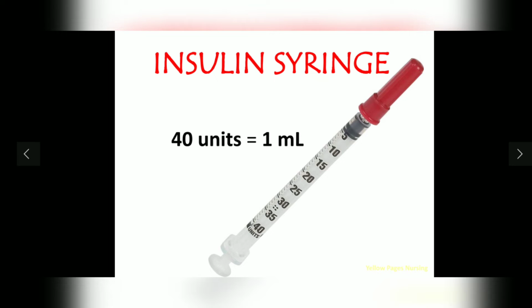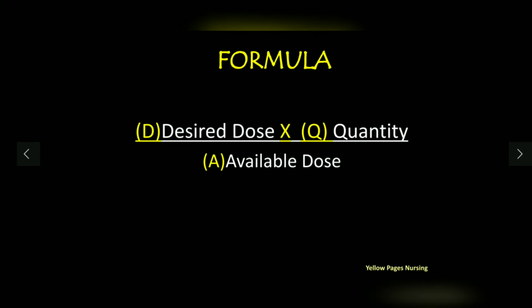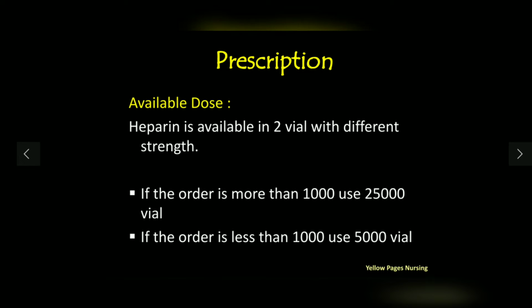When we administer injection heparin through subcutaneous route, an insulin syringe is used containing 40 units that equals 1 ml. The basic drug calculation formula is used, that is desired dose multiplied by quantity divided by the available dose. Now, a simple rule is used in selecting which vial, either 25,000 units or 5,000 units, needs to be selected. If the order is more than 1000, then use the 25,000 vial, and if the order is less than 1000, then use the 5,000 vial.